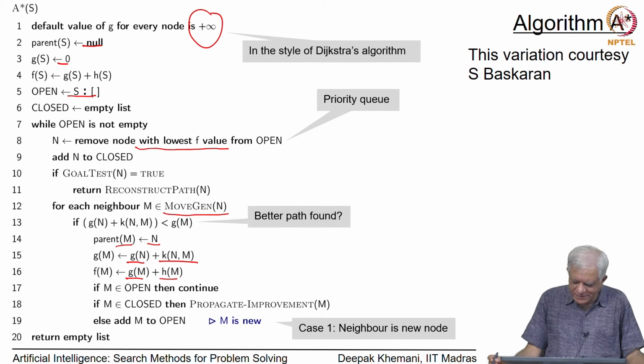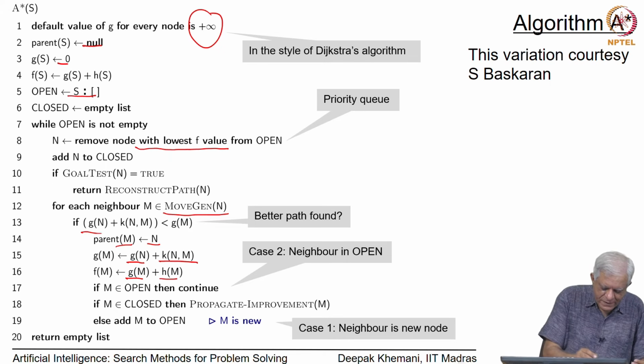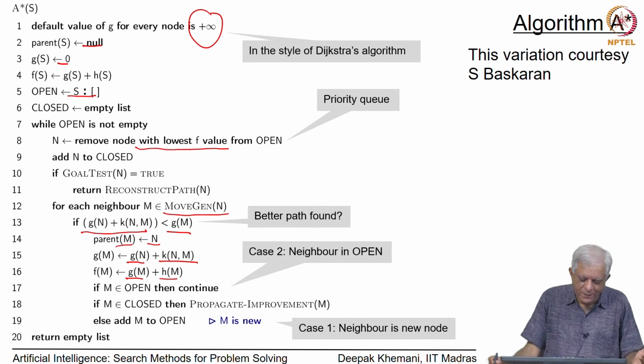If m is a new node, we just simply add it to open and carry on. Case 2 is when m is already on open. Now, if it is already on open, remember we are checking whether g of n plus k of n m, which is a new path, is better than the older path that you had found to that node on open. For nodes which are new, g of m old was infinity, but for nodes which are on open, you already have some path, and the question is, have you found a better path?